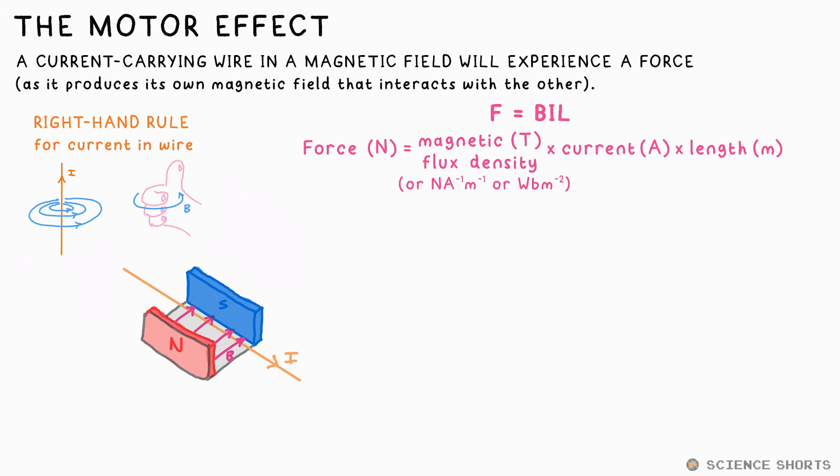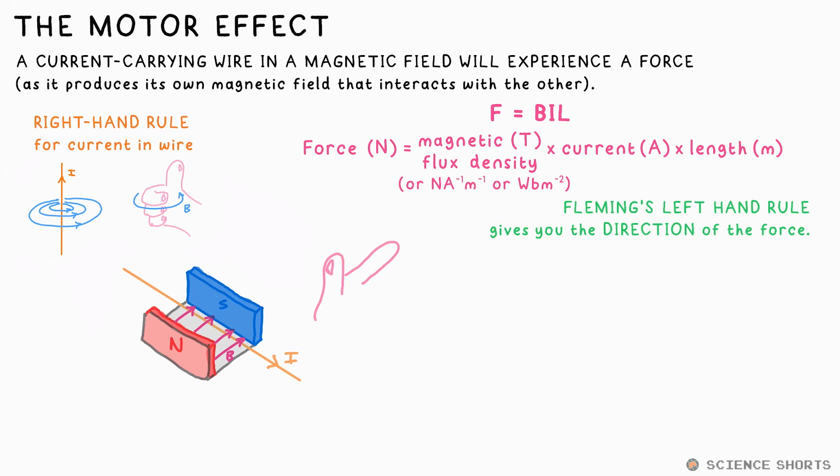Rearranging the equation for B also shows us that an alternative unit for flux density is newtons per amp per meter. Note that this equation only works as it is if the current and magnetic field lines are perpendicular to each other. So therefore, if the wire is parallel to the field lines, it will experience no force.